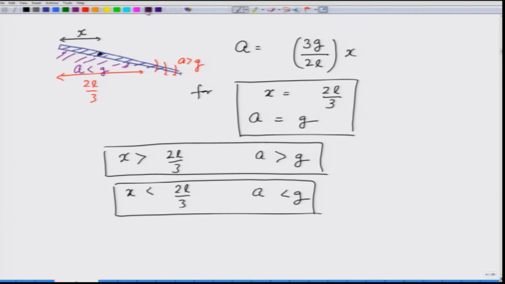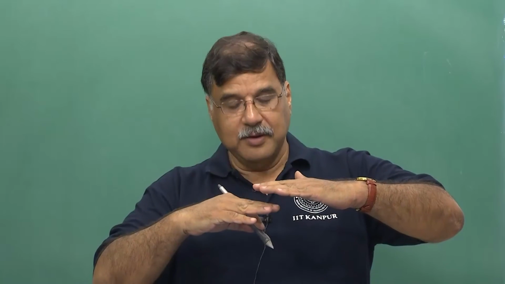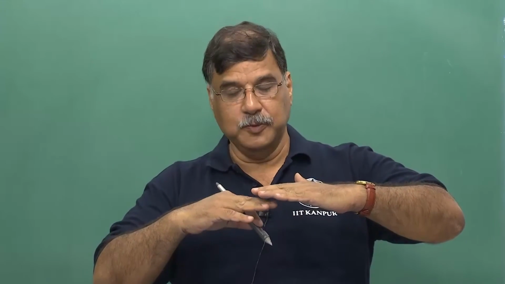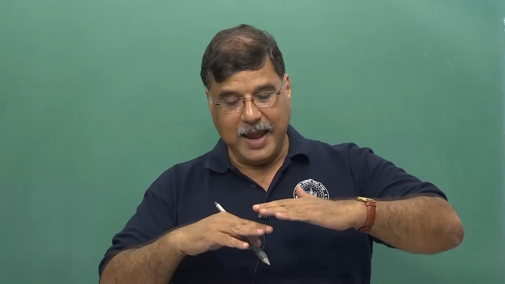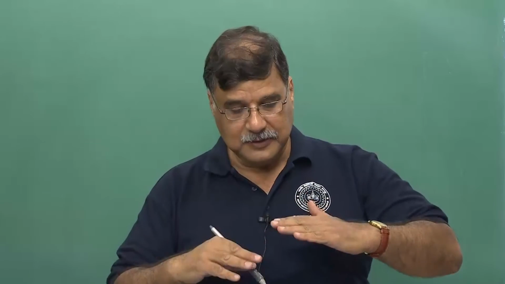On the other hand, all the coins fall down with an acceleration g. So, what is going to happen? The coins which are beyond this point x equals L by 3 are going to move away from the rod. There is going to be a distance created between the rod and the coins.